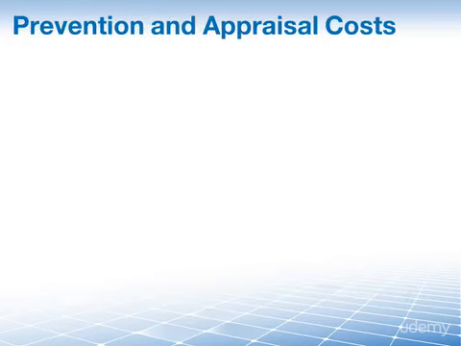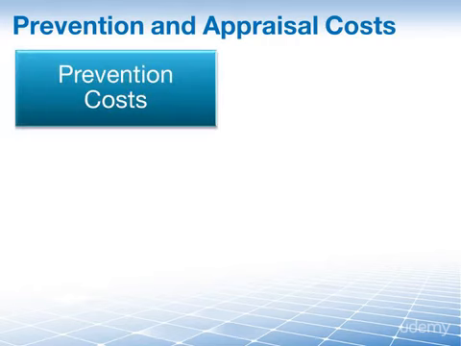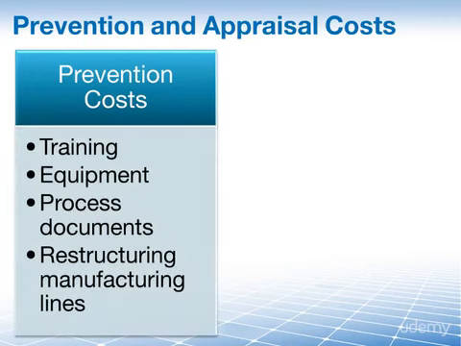Let's take a look at those two subcategories side by side to get a better overview here. So we have on the one side prevention cost as a subcategory within the cost of conformance category. Again, those are the costs associated with building a product. This could be training, equipment, process documents, restructuring manufacturing lines, anything that you do to make sure that the output is according to what the quality says it should be.